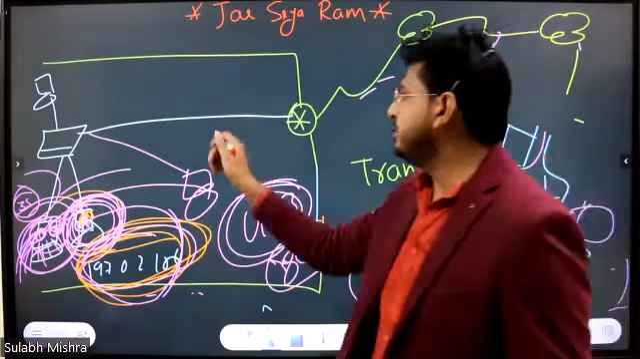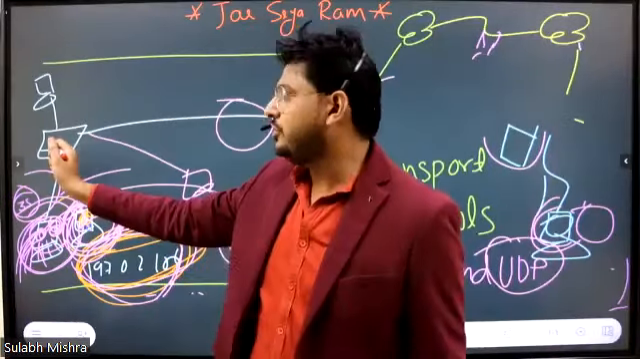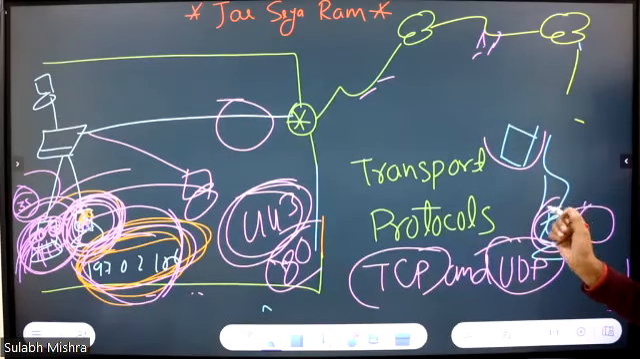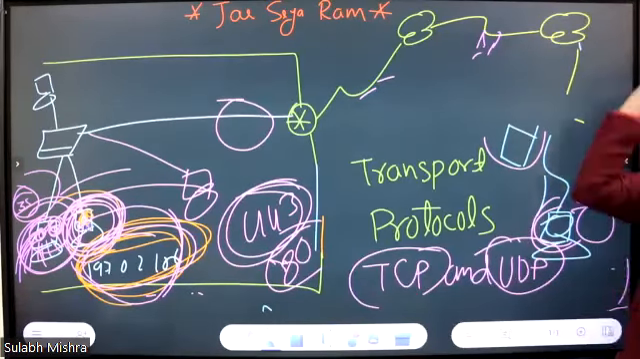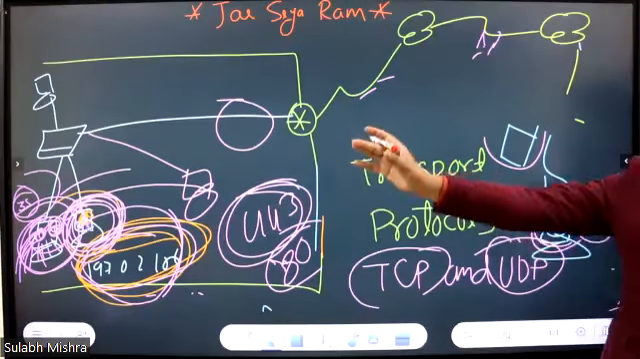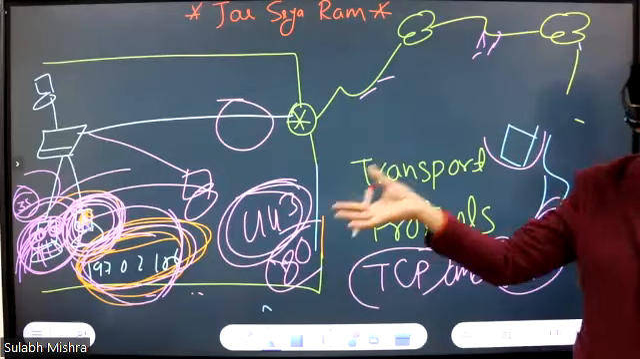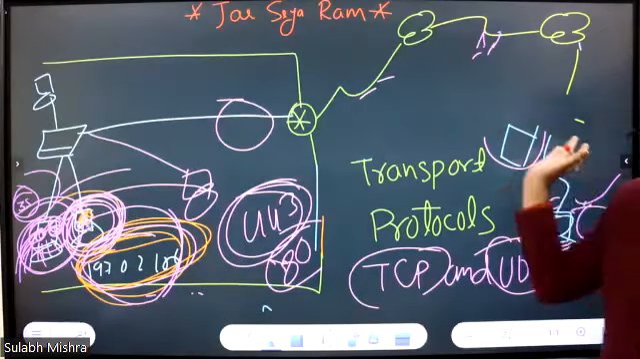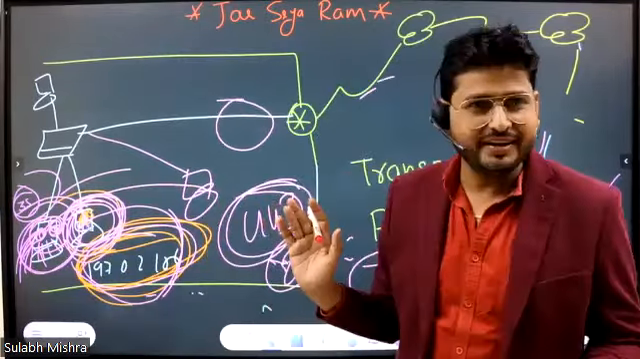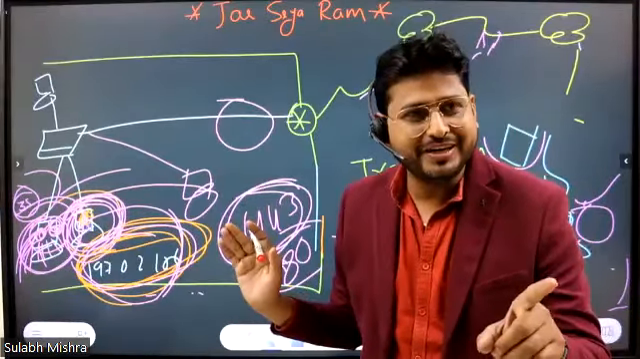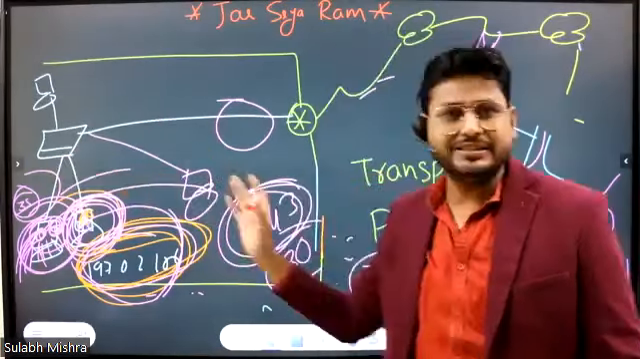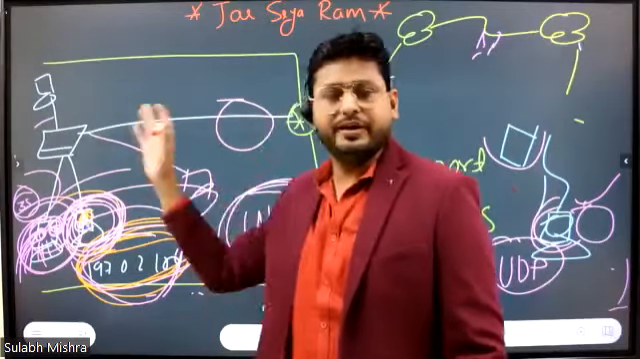Let's say the third packet has been dropped somewhere. The destination will not receive it. The source will wait for a stipulated time to get the acknowledgment. If the acknowledgment is not coming, it will send the same packet again, because the source will understand that the acknowledgment did not come, which means the packet might have been dropped somewhere. Then it will send the same packet again. Now, for example, the same packet is sent, it will be received, and the destination will send the acknowledgment.